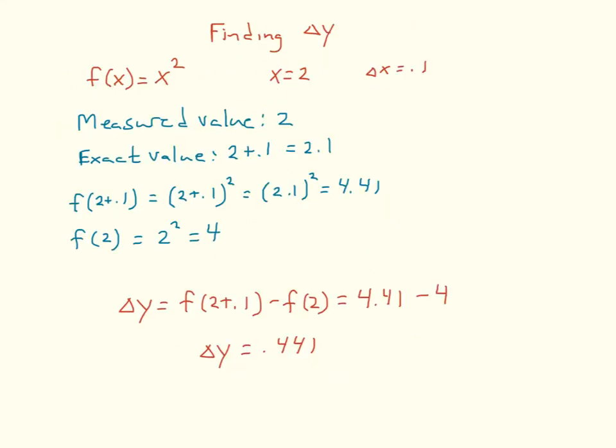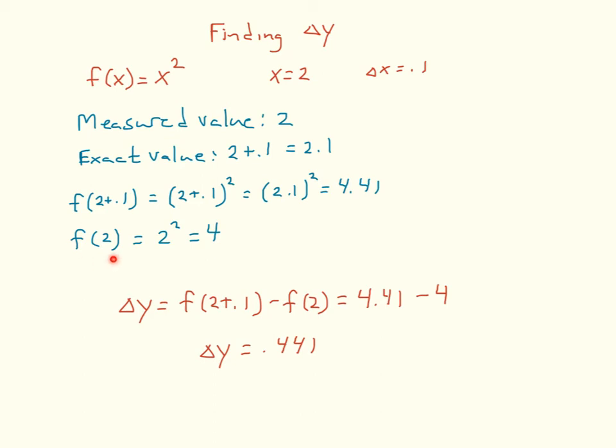Let's see how this works in a problem. What we want to do is find delta y, that propagated error. We're going to let f of x equal x squared. Our measurement is 2, and the error is 0.1. So our measured value is 2, and our exact value is going to be 2 plus my error, which is 2.1. To find delta y, I have to find f of 2 plus 0.1, which is 2.1 squared, which comes out to be 4.41. So that is the exact value that we were actually looking for.